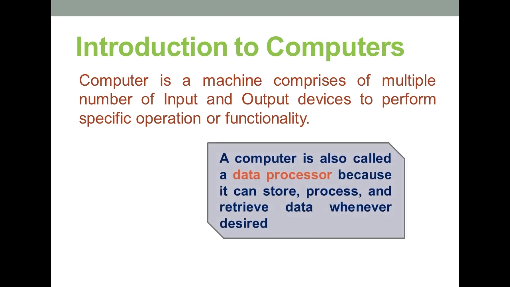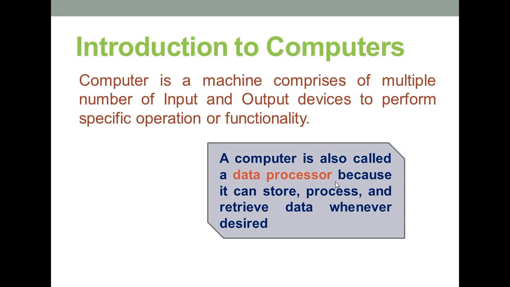Then after that, we can also say that a computer is also called a data processor. Why? Because it can store, it can process, it can retrieve the data whenever desired. That means we can store the data within the computer, as the computer has lots of space in the hard disk drive. Like in the form of secondary storage devices, we have lots of space. That means we can store a large number of files within it.